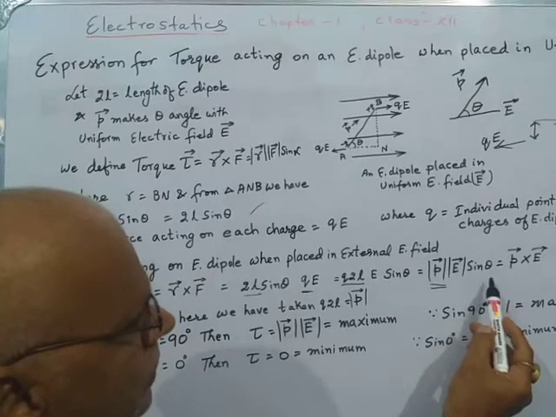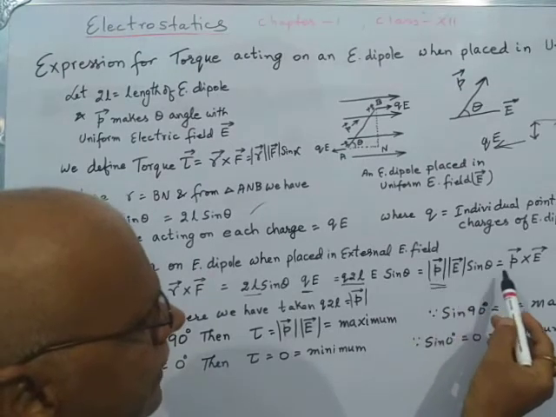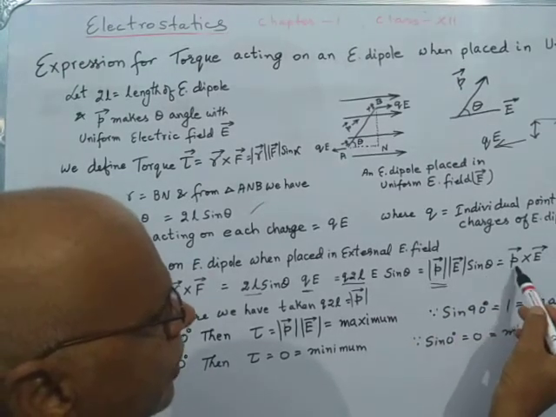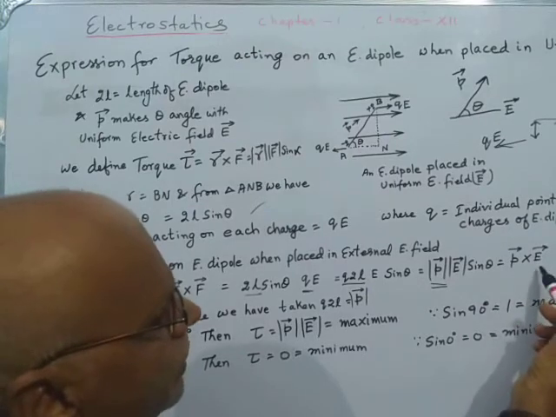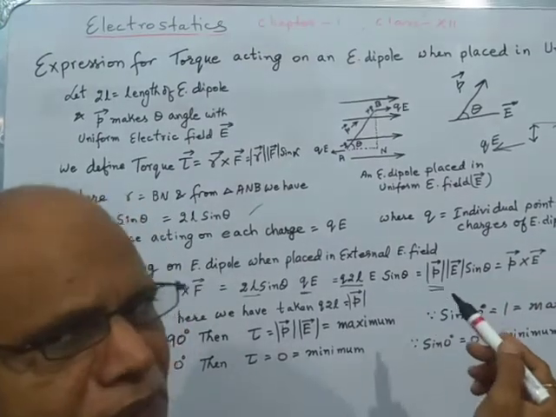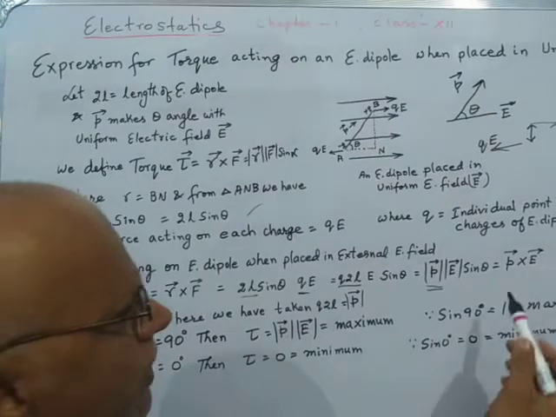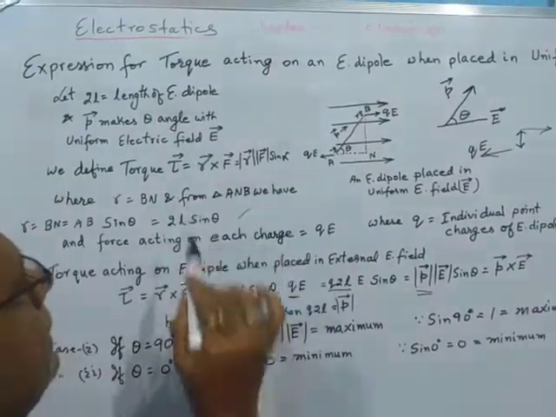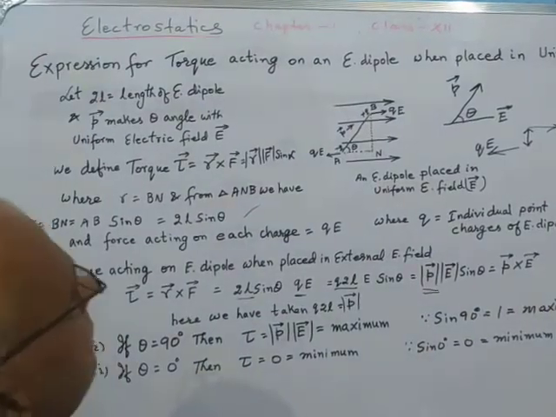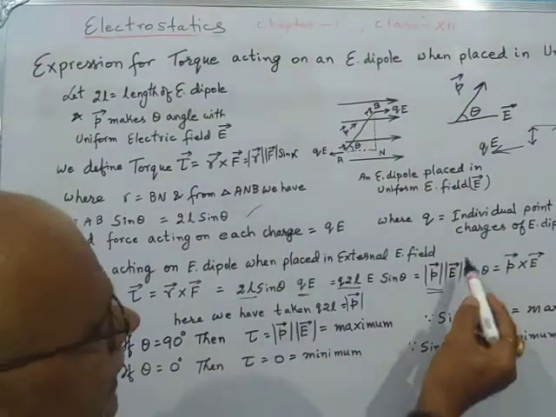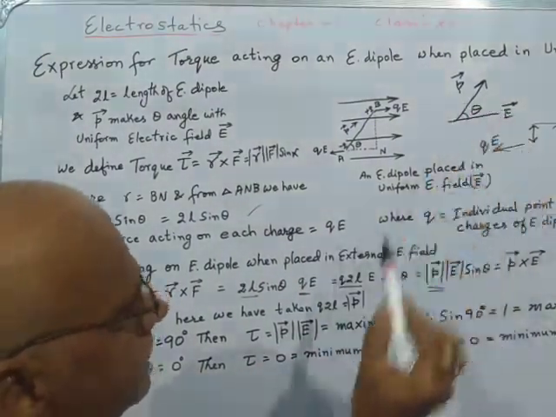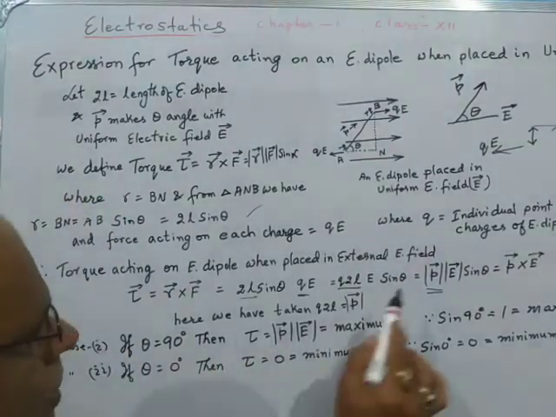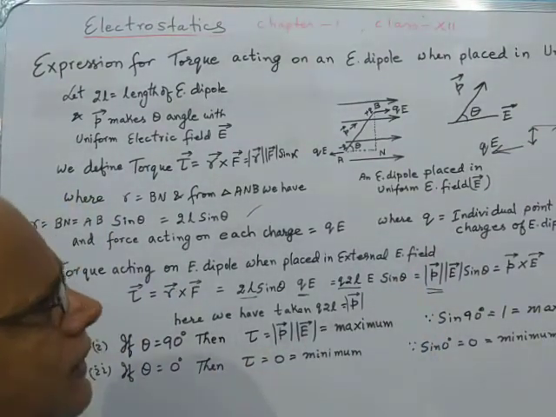And here, if we write it in vector form, it becomes P cross E, because if you expand it again you get the same expression PE sine theta, where theta is the angle between P and E. We have already assumed earlier that theta is the angle between P and E. So that way we found the torque acting on an electric dipole.